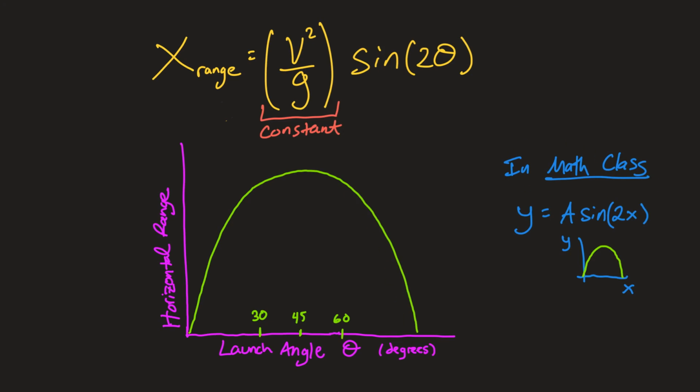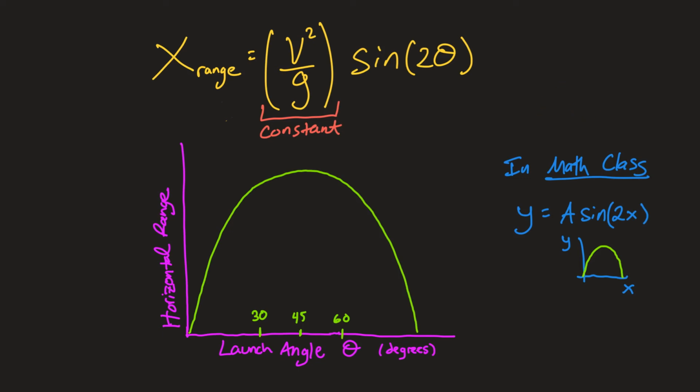Now, in math class, the function that we're plotting here would be something like, y is equal to some constant a times sine of 2x using generic math class variables. This has nothing to do with vertical and horizontal position. I'm just kind of trying to come back to that context in math that you're probably familiar with, right? Y is equal to sine of x. You know what that curve looks like, right?